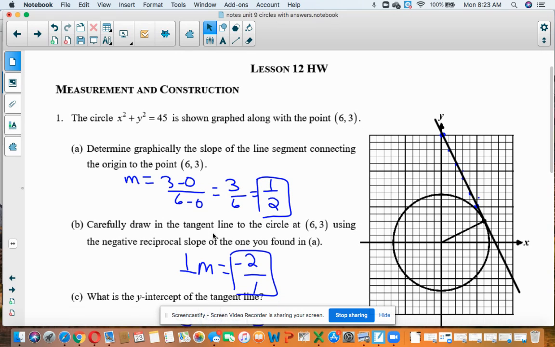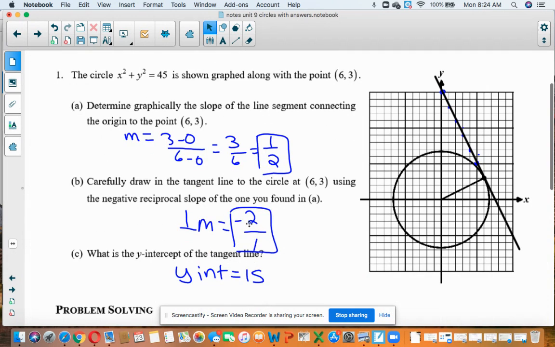And then they want me to draw that tangent line to the circle at (6, 3) using a negative reciprocal slope. So if the slope of that radius is 1/2, my perpendicular slope is negative 2 over 1. So from this point I went down 2 over 1, down 2 over 1. The opposite, of course, is to go up 2 over 1, up 2 over 1. And you can see I did that. You can see the blue dots. And then I can connect those dots, and I have my line right here.